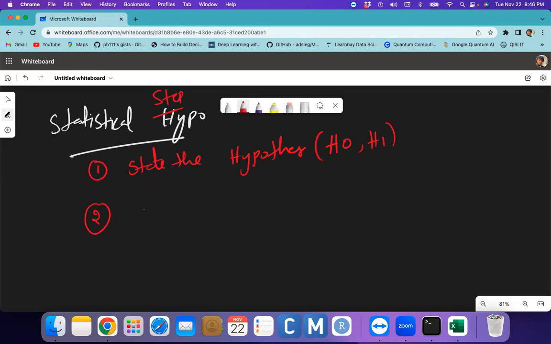Testing the hypothesis. Testing of hypothesis. Testing of hypothesis means what?